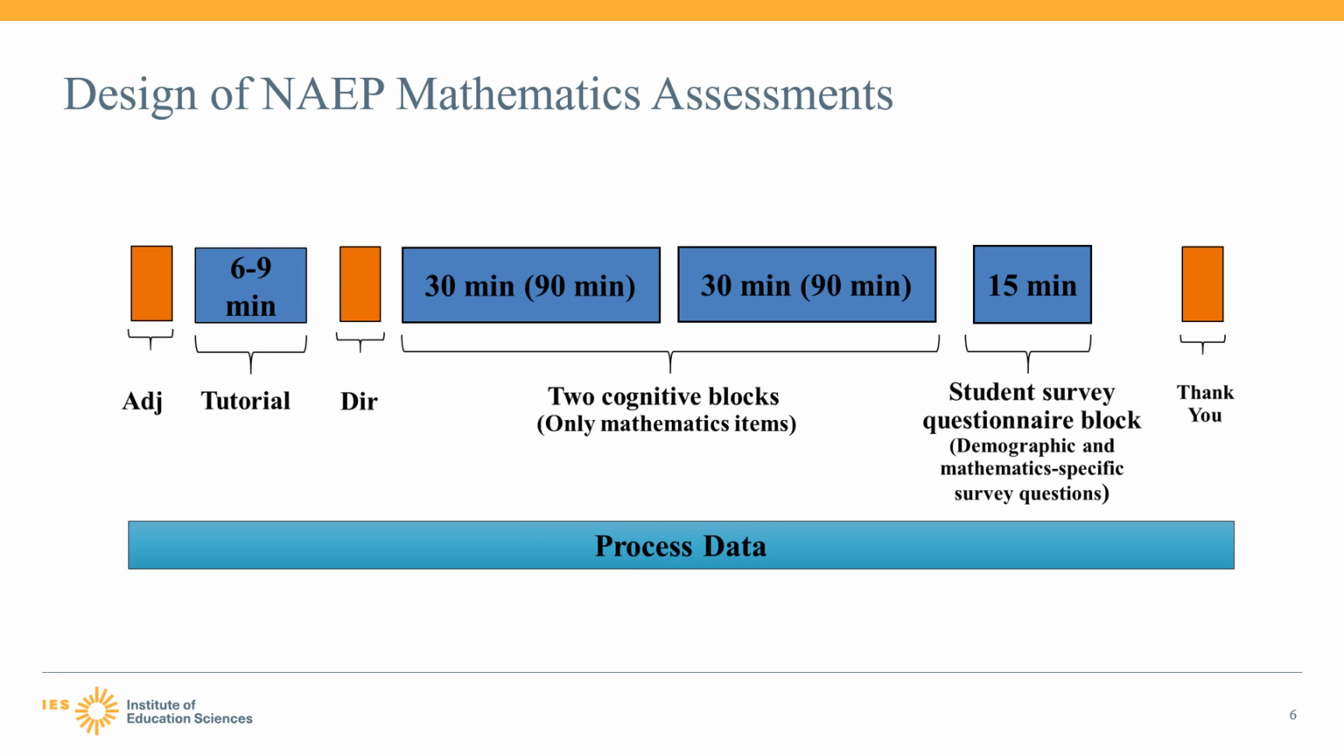After the cognitive section, students receive the student questionnaire, which has a variety of demographic and subject area specific questions, such as how often do you use math in everyday life outside of school? Student actions or events are logged after a student has entered the system. It is worth mentioning that each section has separate actions recorded. For this webinar, we will focus on the process data within the cognitive section.